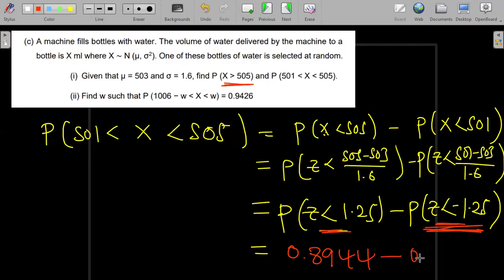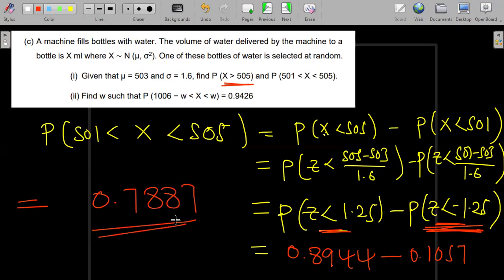So I'm going to write 0.1057. Then I can subtract these on the calculator. So my final answer will be 0.8944 minus 0.1057. So I'm finding 0.7887. So this is the probability that x will be between 501 and 505. Right, so we are done with that question.